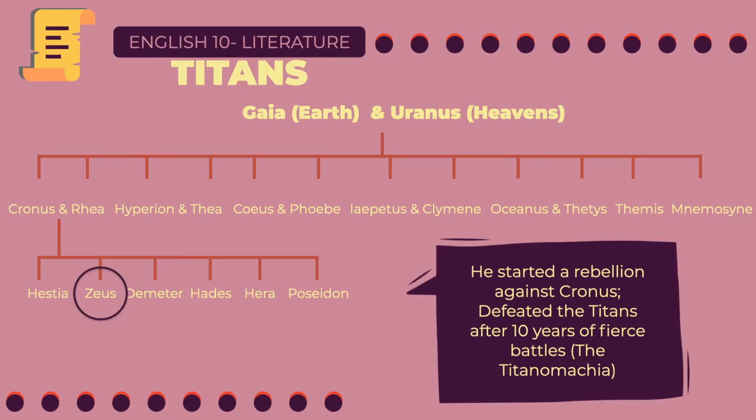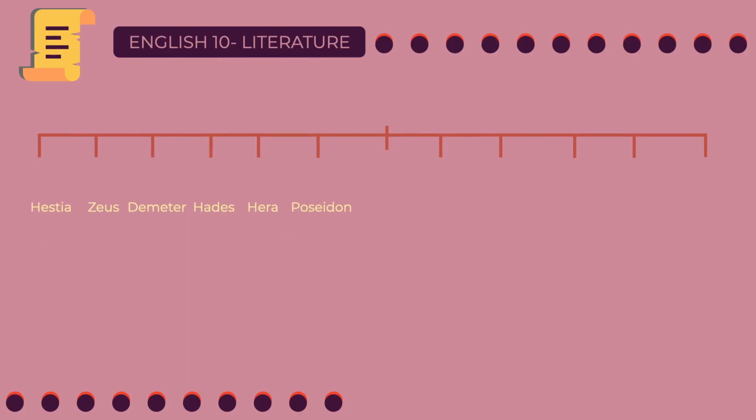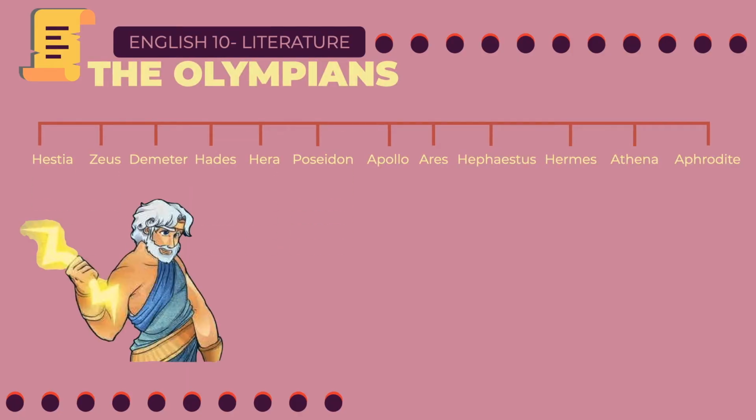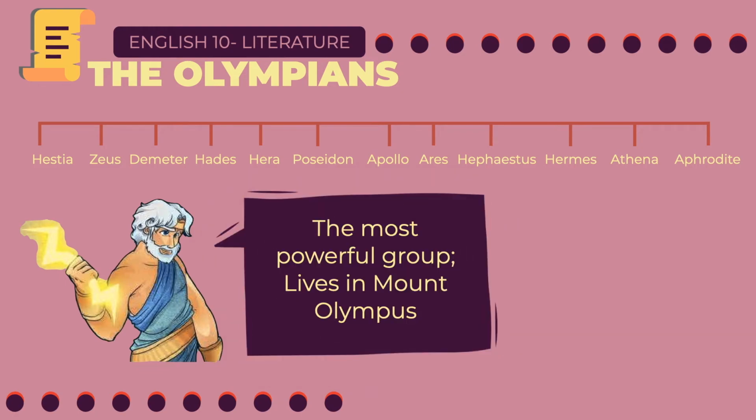Zeus and his brothers and sisters finally defeated the Titans after 10 years of fierce battles called the Titanomachia. The Titans were then hurled down by Zeus and imprisoned in a cavity beneath Tartarus. And so the Olympians took over and are declared as the most powerful group. They live in Mount Olympus, hence the origin of their collective name, Olympians. There are 12 Olympians or major gods and goddesses. Let's get to know them one by one.